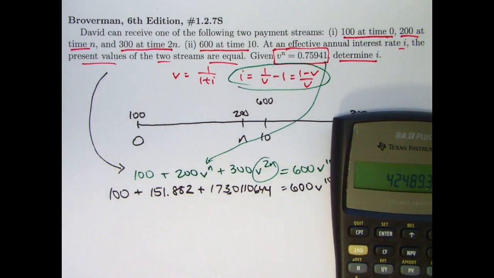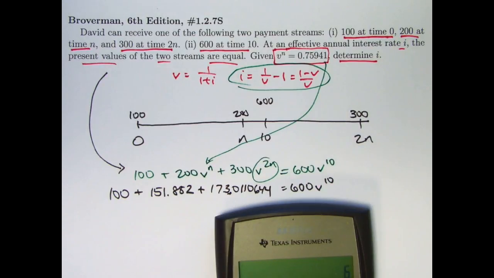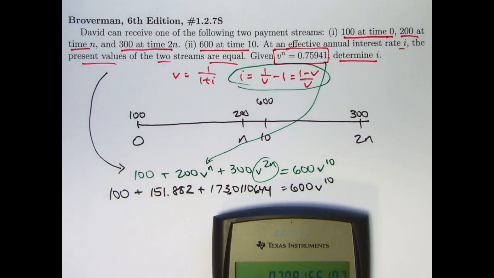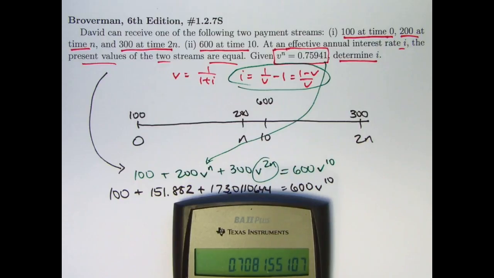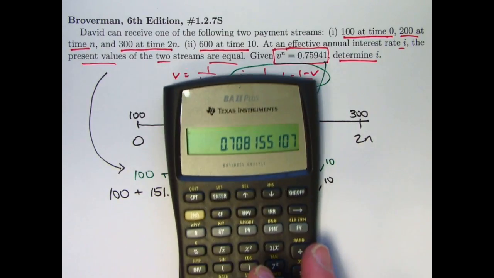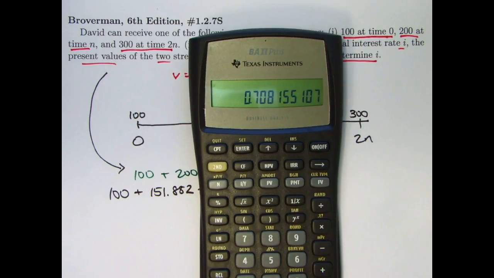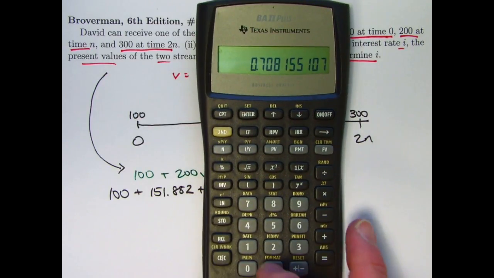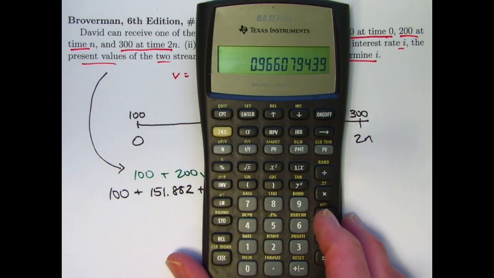I won't bother writing that down. I will now divide that by 600. The value of v to the 10th looks to be 0.708155107. You could write that down if you like. I will now take its 10th root. In other words, raise it to the 0.1 power. I'll use my power button there. Y to the x, and then 0.1 is the same as the 10th root. And that's the value of v.